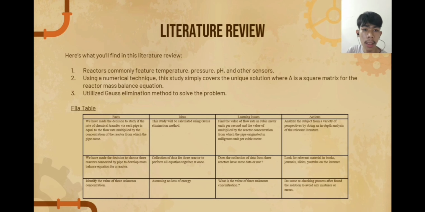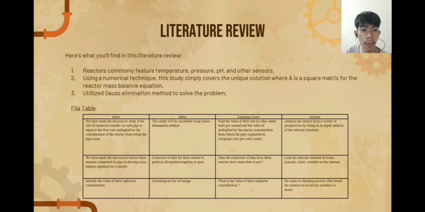So the table consists of facts, ideas, learning issues and action. First of all, we make a decision to study that the rate of chemical transfer via each pipe is equal to the flow multiplied by the concentration of the reactor from which the pipe came. So the idea is to calculate using the Gauss elimination method.